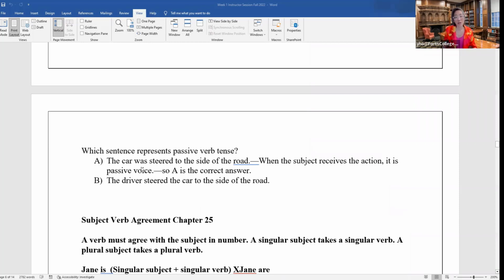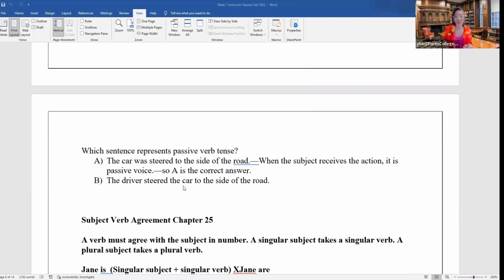The car was steered to the side of the road, or the driver steered the car to the side of the road. This is getting easier, right? For all of you? You can see it now easily, which one is passive and which one is active, just by looking at the verbs. You don't even have to think about what the sentence says if you want to do it that way.